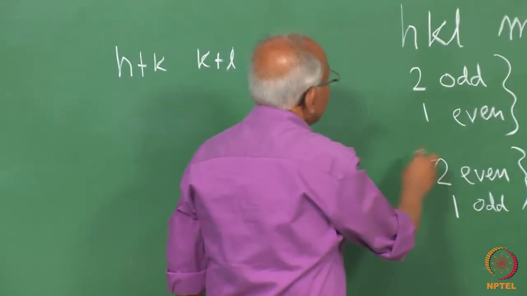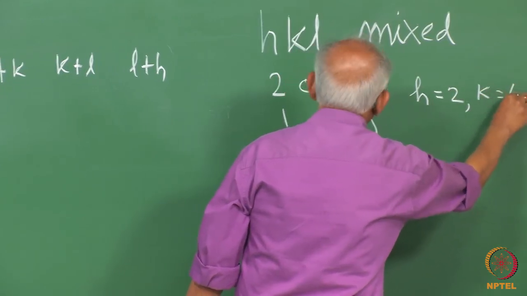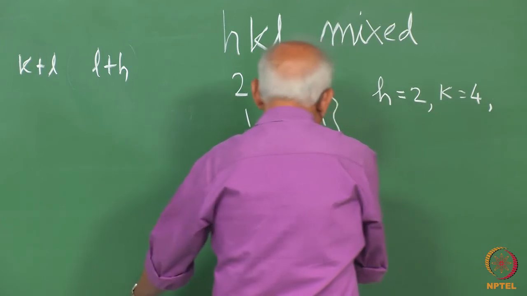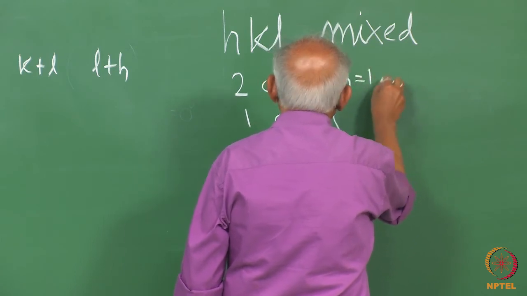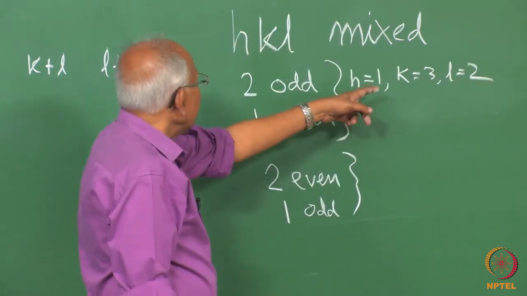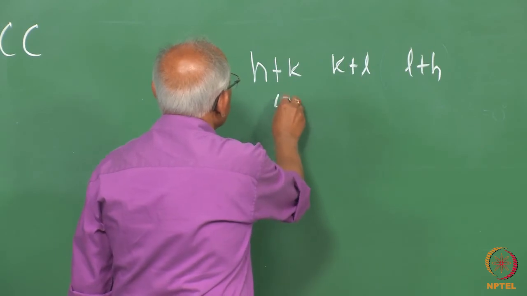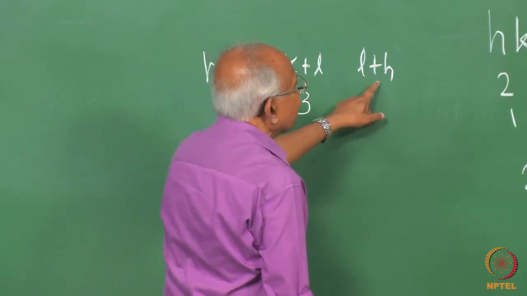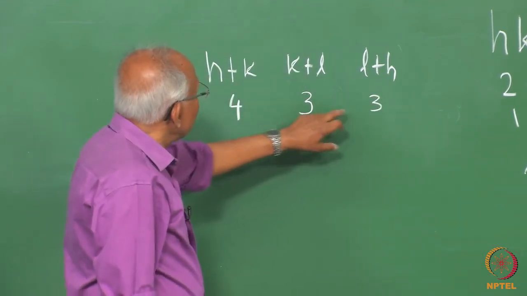Say for example, in this case let us say that h is equal to 1, k is equal to 3, l is equal to 2. So, 2 odd and 1 even. What happens to these values? h plus k is 4, k plus l is equal to 3, l plus h is equal to 3. So, we find 1 is an even quantity, 2 are odd.